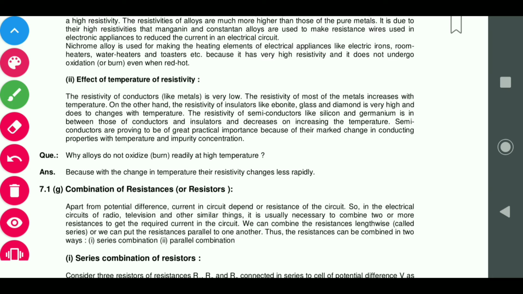Now we will talk about the combination of resistances, which are called resistors. When we add 2 or 3 resistances into one combination, these combinations are called resistors. There are 2 types of combinations. One is series combination, the other is parallel combination. Let's see what these are.